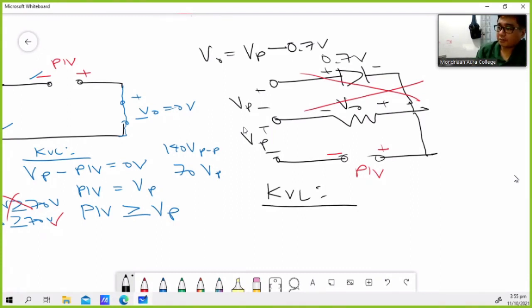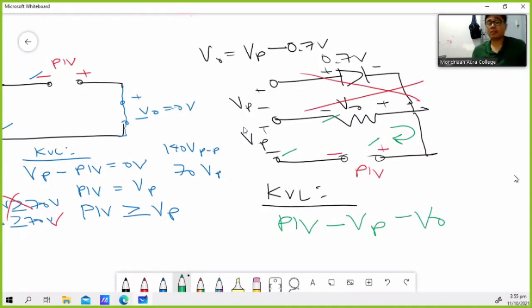Okay, so listen carefully. So, magki-KVL ako dito clockwise. Okay. Una akong papasok sa positive ng PIV. So, plus PIV. Next, papasok ako sa negative ng VP. So, minus V sub P. Papasok ako sa negative ng Vout. So, minus Vout. May nakikita pa ba kayong ibang voltahe sa bottom loop natin? Wala na, tatlo lang. Yung PIV, yung V sub P, saka yung V sub O. So, pwede na natin siya ngayon equate sa 0 volts.